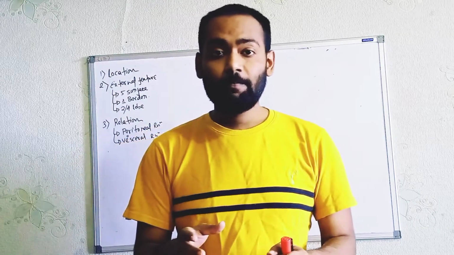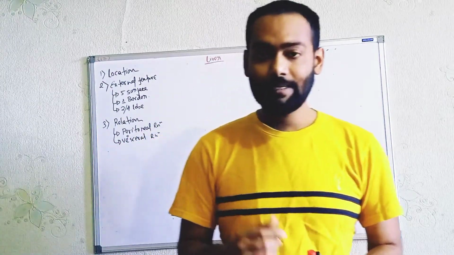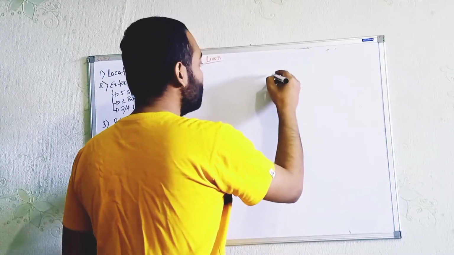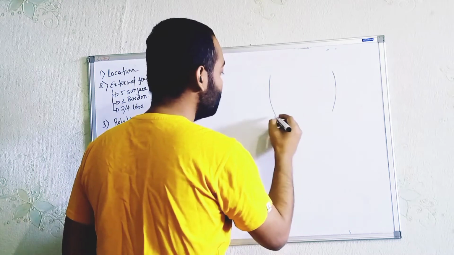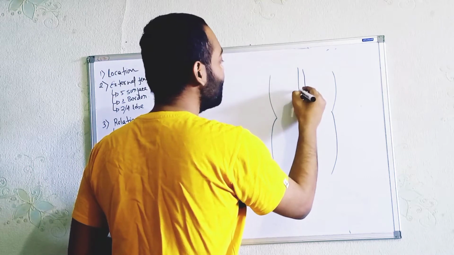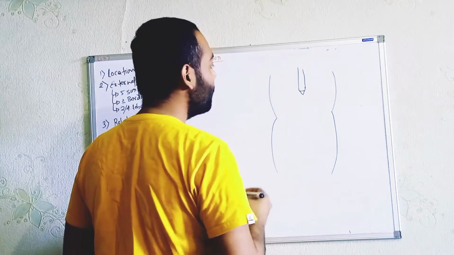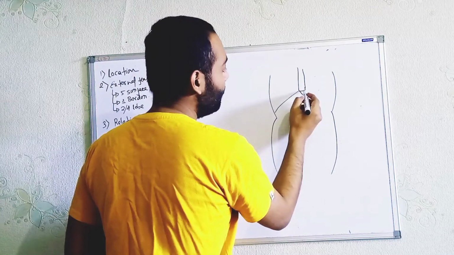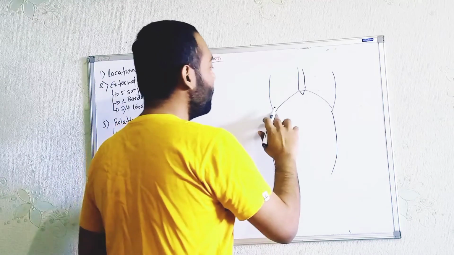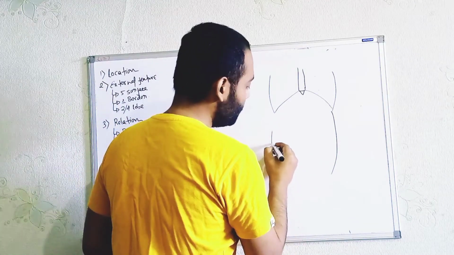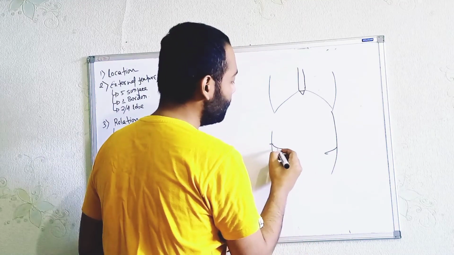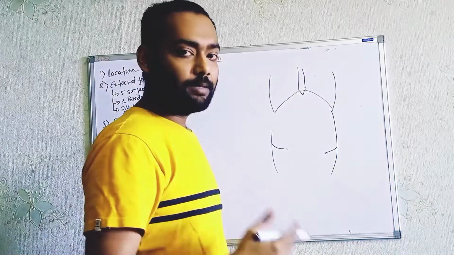So as per the location, let's try it first. Let me draw a diagram. Let's think it's rough, okay? Don't judge my diagram. So this is our sternum, xiphoid process. Let's think this is our costal margin, left and right costal margin, okay? And this is our iliac crest, and this is our anterior superior iliac spine, okay?